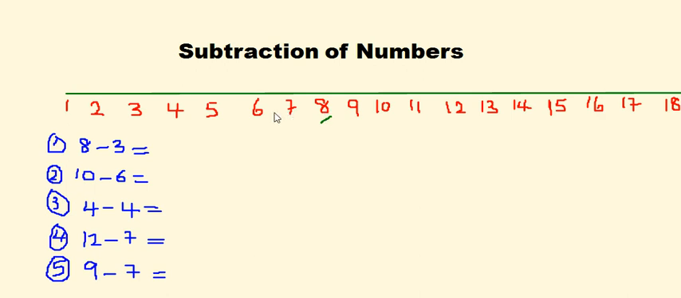1, 2, 3. 8 minus 3 means you have counted this one out. This one has been counted out of it. Remain now 5: 1, 2, 3, 4, 5. So 8 minus 3 equals 5.